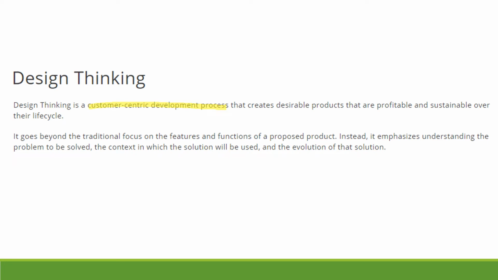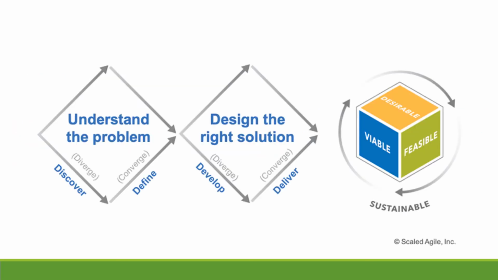Design thinking is a customer-centric development process that creates desirable products that are profitable and sustainable over the life cycle. Right? Let's look at understanding the problem. There are four phases in design thinking: discover it, define it, develop, and deliver. It's a method used for building an MVP. Nowadays, we are using lean startup and design thinking, combined with agile product delivery.